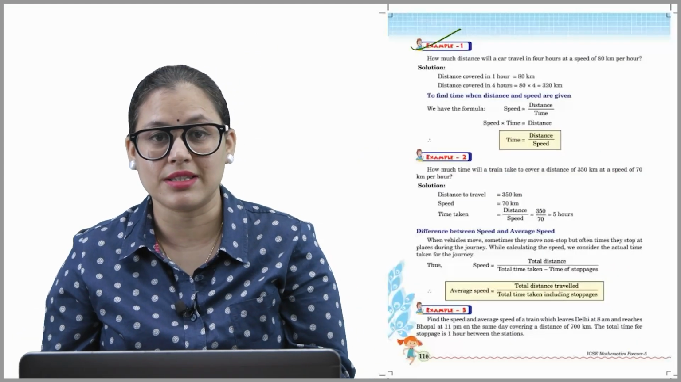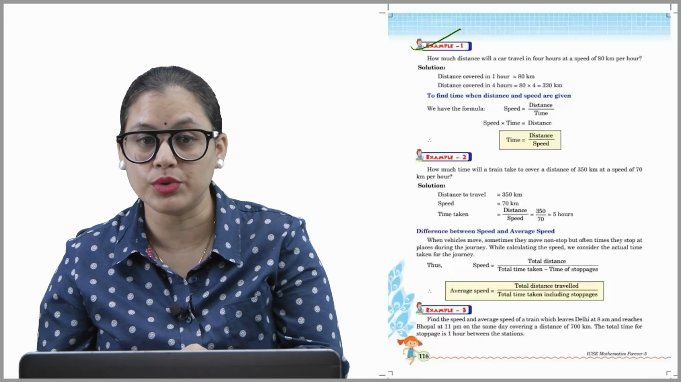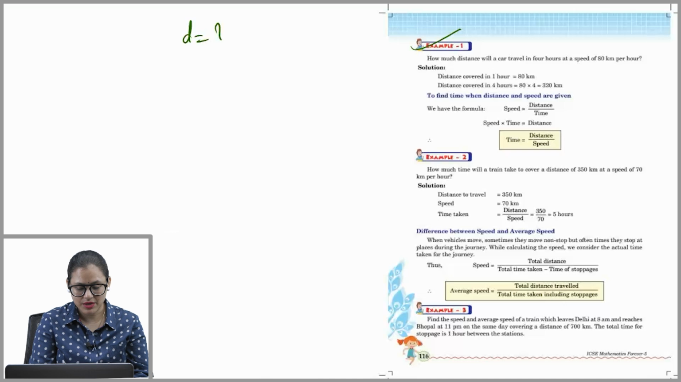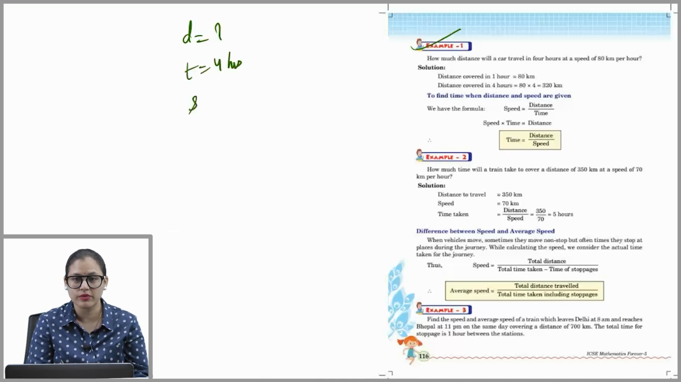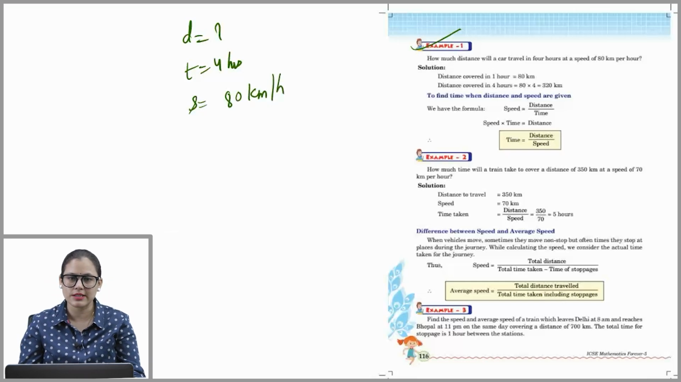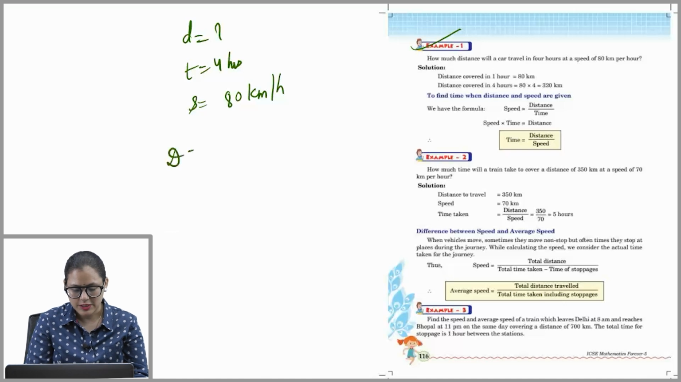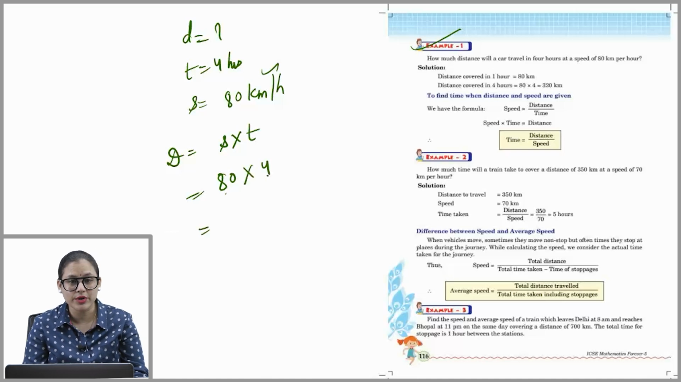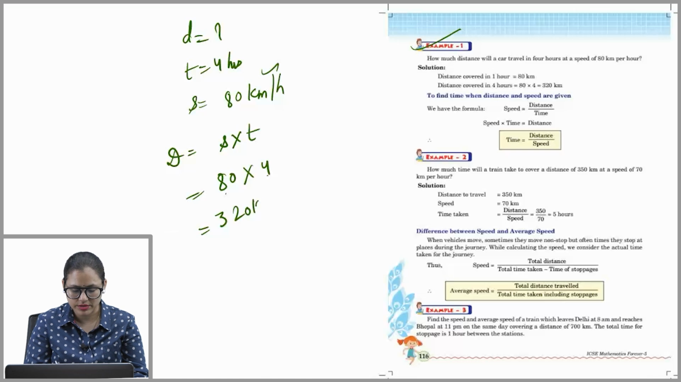How much distance will a car travel in 4 hours? We have to find the distance, and the time is given as 4 hours at a speed of 80 kilometers per hour. The formula of distance is speed into time. Speed is 80 and time is 4. 80 into 4 is 320 kilometers.